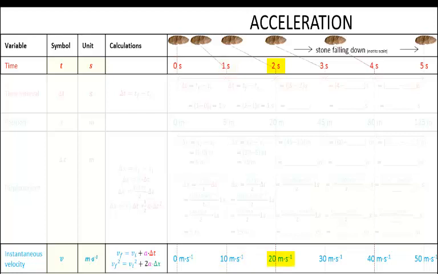A second later, it's going 20 meters per second. It gets faster and faster throughout that second, and by the end of that second, it's going 30 meters per second. During the next second, it gets faster and faster and faster until by the end of that second, it's going 40 meters per second. And at time equals 5 seconds, it's going 50 meters per second. Those are the instantaneous velocities for the stone.